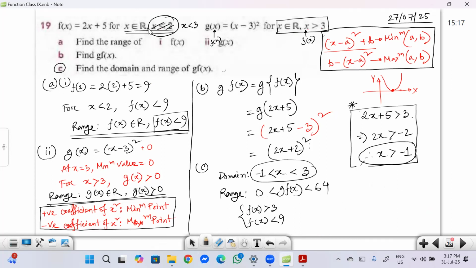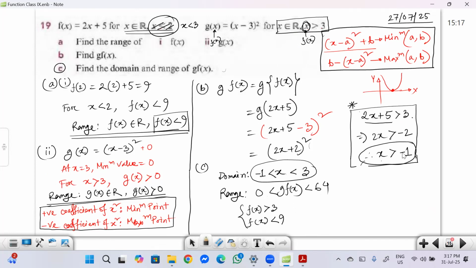So how would we find this out? So what is the input function? Input function is f of x. We are putting f of x inside g of x. Okay? So that means the x in g of x has been replaced by f of x. So this x will also get replaced by the term of f of x, which is 2x plus 5, is greater than 3, and from there we find that x must be greater than -1.